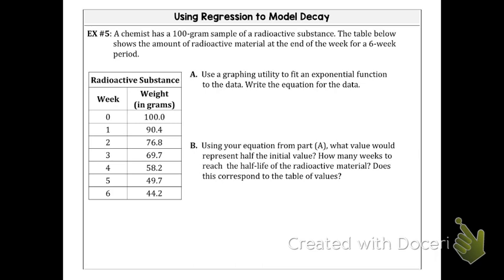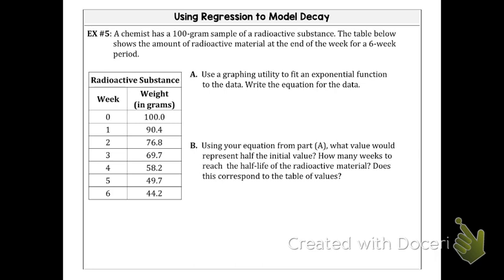All right, and then example 5. It says a chemist has a 100-gram sample of radioactive substance. The table below shows the amount of radioactive material at the end of the week for a 6-week period. Part A says use a graphing utility to fit an exponential function to the data and write the equation of the data. So we're going to go back and do that stat edit that we did before.